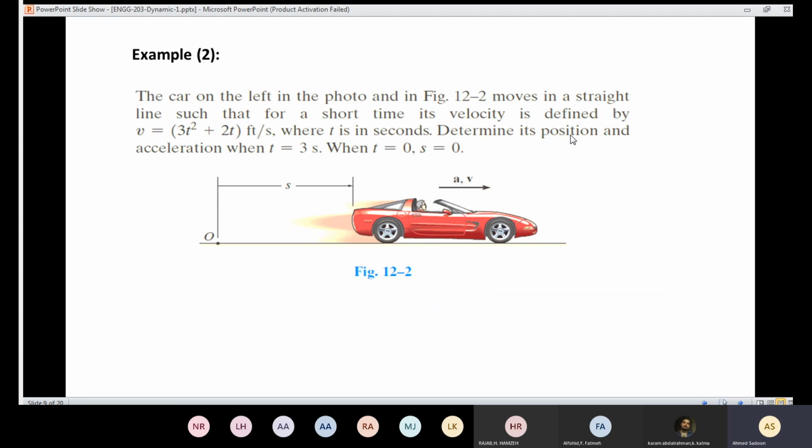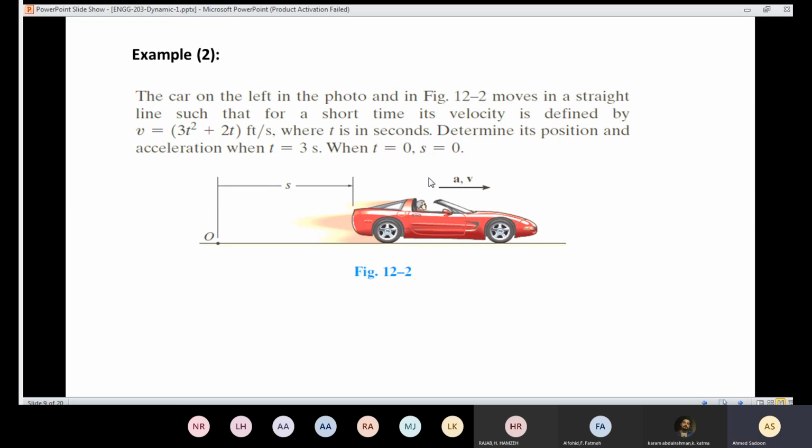They want to determine its position. We need to know the position and the acceleration when the time is 3 seconds. When the time is 3 seconds, we need to know the position of that car and the acceleration of that car. And also he said that when the time was 0, the position was 0 as well. So in order to solve this problem, first we need to set up our single coordinate system s. So we are going to put only one coordinate system s. In that system, the car is going to move along that single axis.